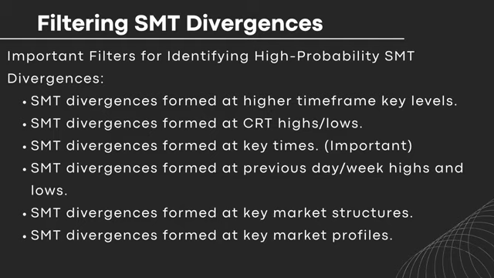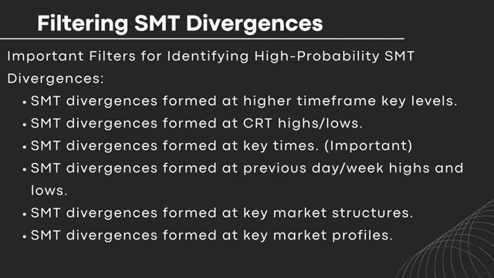So that being said, the best SMTs are formed at CRT highs and lows, right? When a CRT is purged on one pair, whereas the other underlying pair isn't able to purge it, this confirms the CRT, and this sort of SMT is always high probability, right? Remember that.